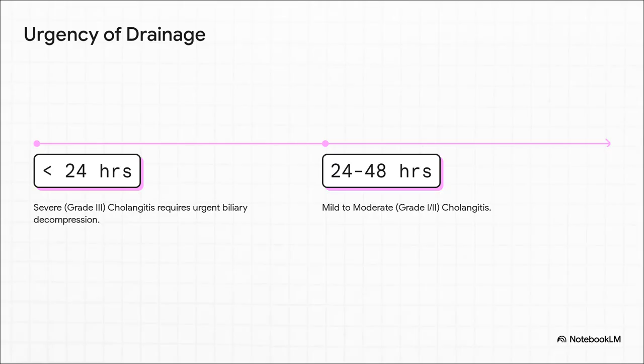And this is exactly where all that work we did grading the severity pays off. For that patient with severe grade 3 cholangitis, drainage is a true emergency. It needs to happen ideally in less than 24 hours. For our mild to moderate cases, we have a little more breathing room, but we still need to get it done within 24 to 48 hours.